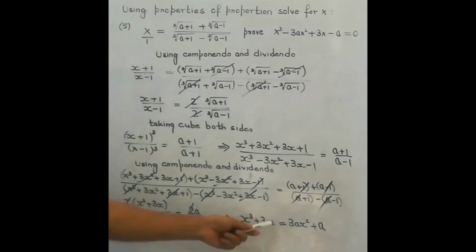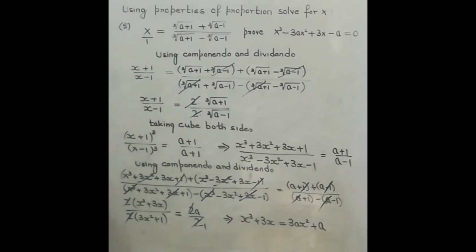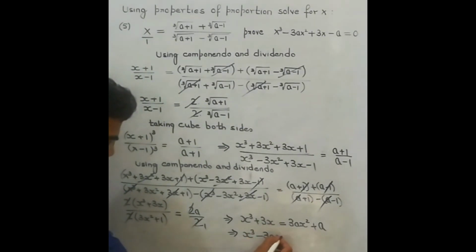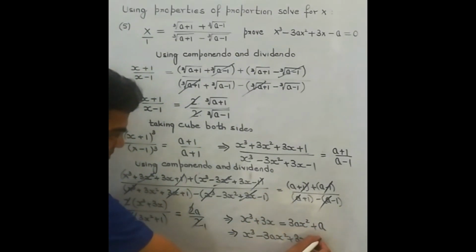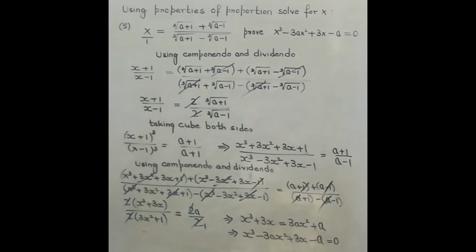Now we are going to arrange this result. These two terms will be brought on the left side. So see, this is x cube. When you bring this term, this becomes minus 3a x square. Then you have 3x on the left side. We bring minus a this side, so minus a is equal to 0. So finally we have got this result, and as you can see this was required. Hence proved.